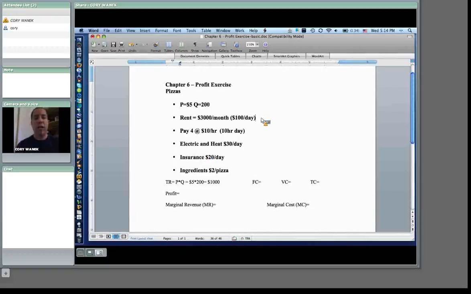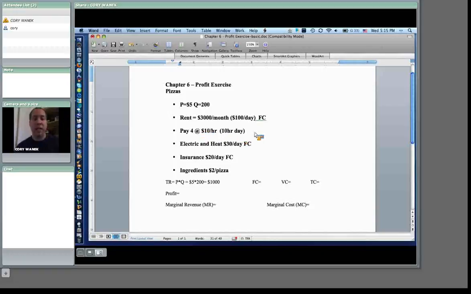Most definitely rent is a fixed cost because you have to pay that regardless of whether you're producing or not that day. We're going to assume here that we are on a budget plan for paying for electric and heat, so we're going to consider this a fixed cost. Some businesses call this a variable cost depending on the type of products they produce. So this is not always clear cut, but for our case we're going to say it's a fixed cost. Insurance is most definitely a fixed cost.